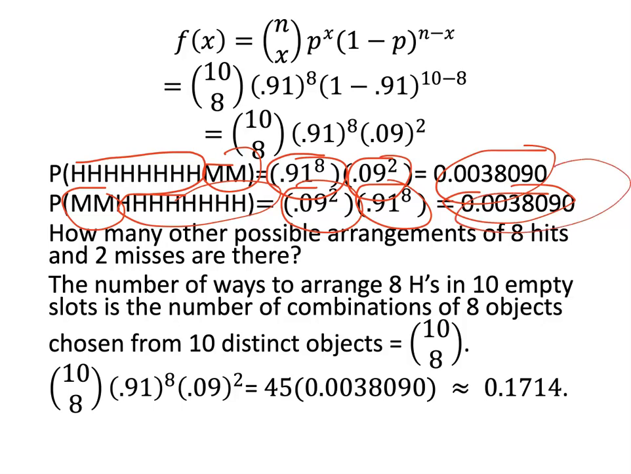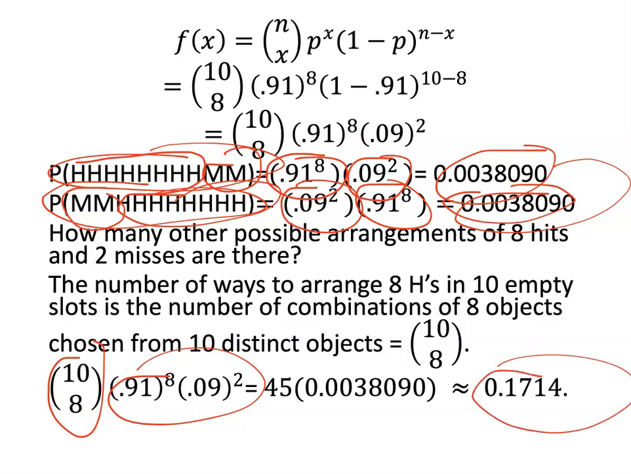How many other possible arrangements of 8 hits and 2 misses are there? Well, you could do 8 hits and 2 misses. You could do 2 misses and 8 hits. The number of ways to arrange 8 H's in 10 empty slots, that's the number of combinations of 8 objects chosen from 10 distinct objects, and that's 10 choose 8. So that's where we get the 10 choose 8 from. So again, it's going to be 10 choose 8, that's the number of ways we can arrange 8 hits and 2 misses, times the probability that he makes the first 8 free throws and then misses the next 2. So that's going to be 45 times this, which turns out to be 0.1714.